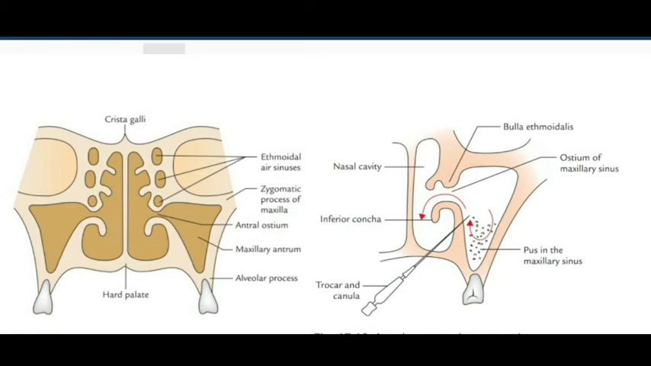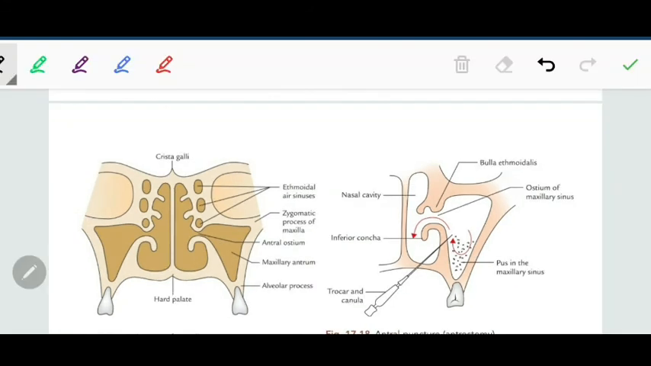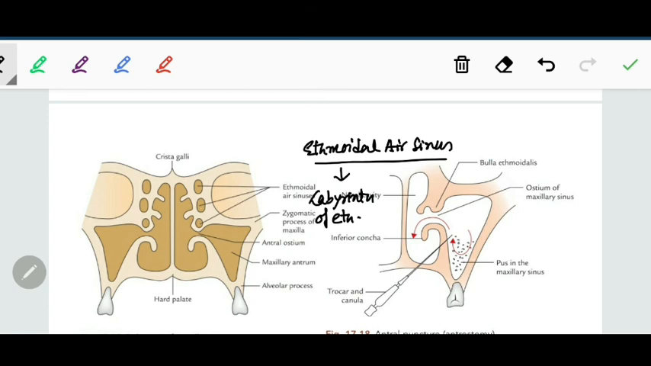Now we will discuss the ethmoidal air sinuses. The ethmoidal air sinuses are made up of a number of air cells which are present within the labyrinth of ethmoid, and they are located between the upper part of the lateral nasal wall and the orbit.